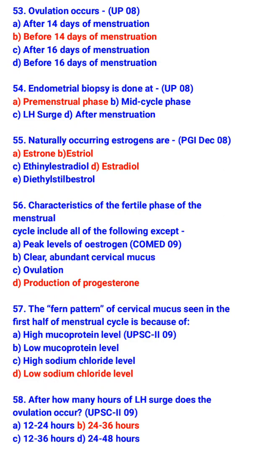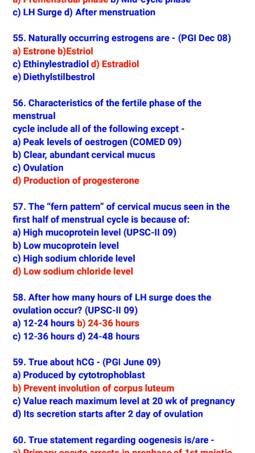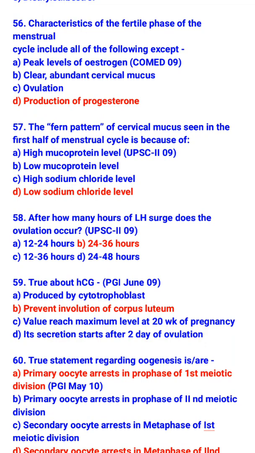Characteristics of the fertile phase of the menstrual cycle include all of the following except: the characteristics of the fertile phase are peak levels of estrogen, clear abundant cervical mucus, and ovulation. What is not a characteristic of the fertile phase of menstrual cycle is production of progesterone. The fern pattern of cervical mucus seen in the first half of menstrual cycle is because of high sodium chloride level. After how many hours of LH surge does the ovulation occur?